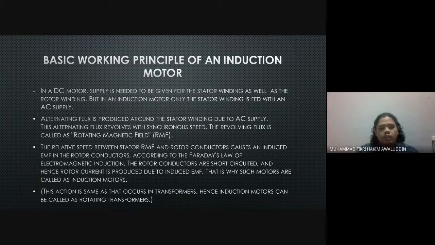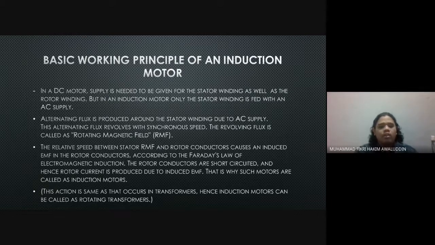Alternating flux is produced around the stator winding due to the AC supply. This alternating flux revolves at synchronous speed. The revolving flux is called a rotating magnetic field (RMF). The relative speed between the stator RMF and the rotor conductors causes an induced EMF in the rotor conductors.